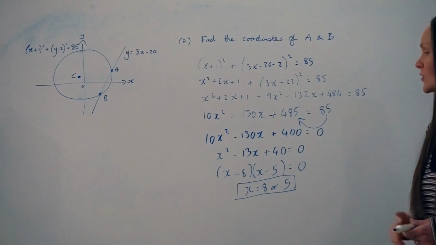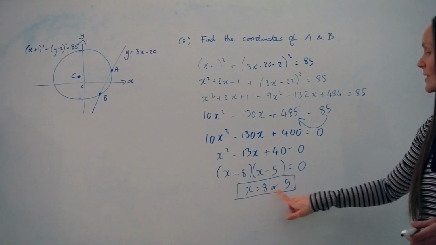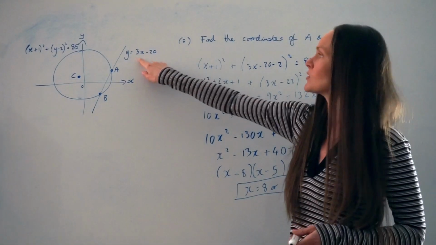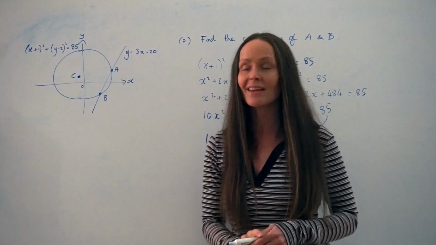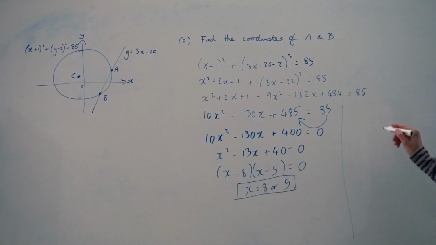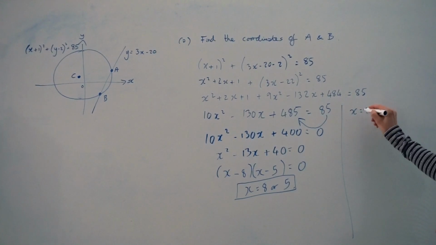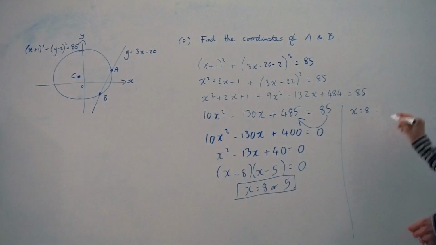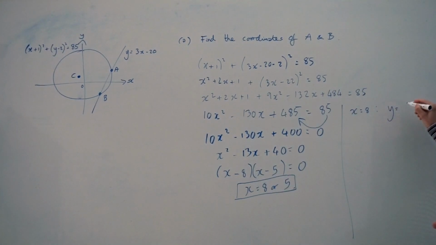We're going to substitute these values one by one into the equation for the straight line, because this is much simpler than substituting into the equation of a circle. Let's start with substituting x equals 8 into this equation. I'm going to switch my x value to 8 so that y is equal to 3 lots of 8 minus 20. Well, 3 times 8 is 24, and if I subtract 20, I'm left with 4. So there's our y value when x is 8.